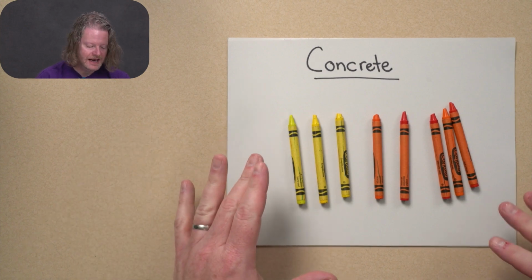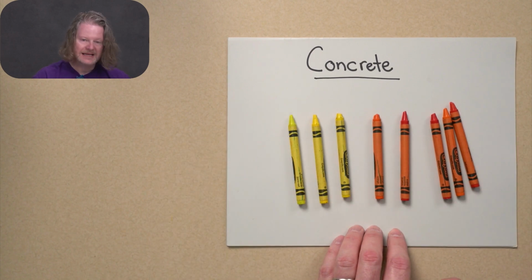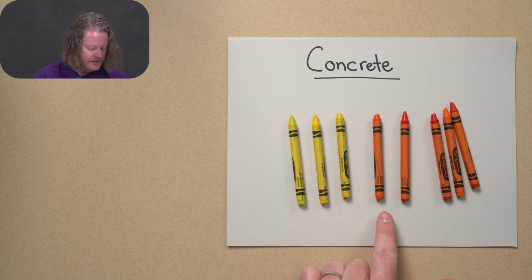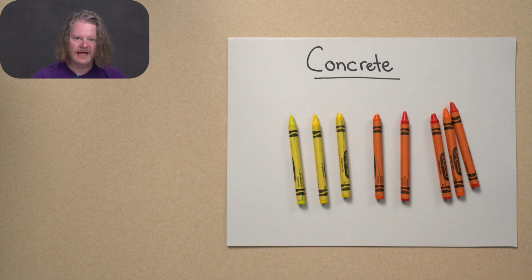So I've created a concrete representation with actual crayons. Let's see how many I have in total. Count with me. 1, 2, 3, 4, 5, 6, 7, and 8. So that is our concrete representation, and I was able to figure out that I have a total of 8 crayons. Let's try solving this problem with another method.